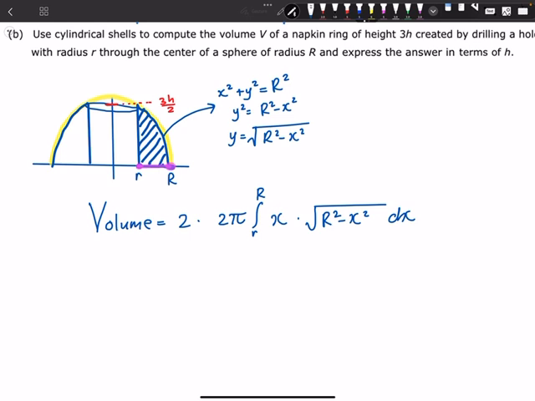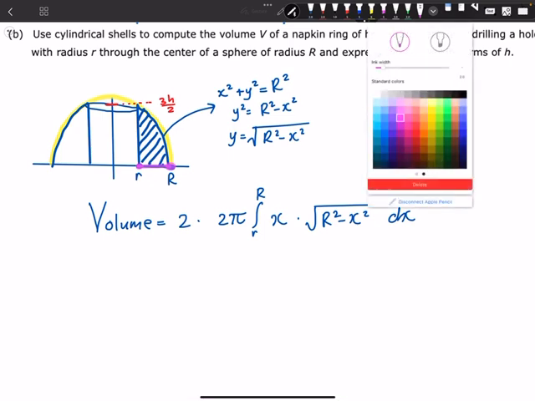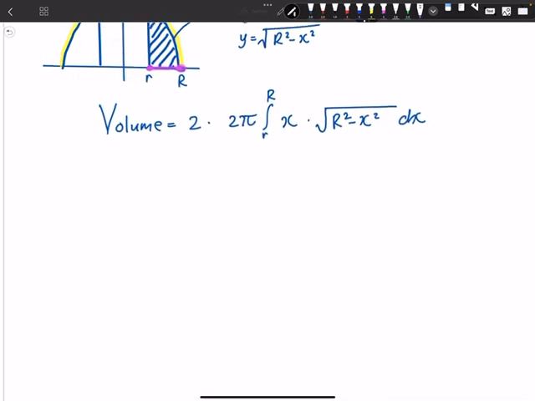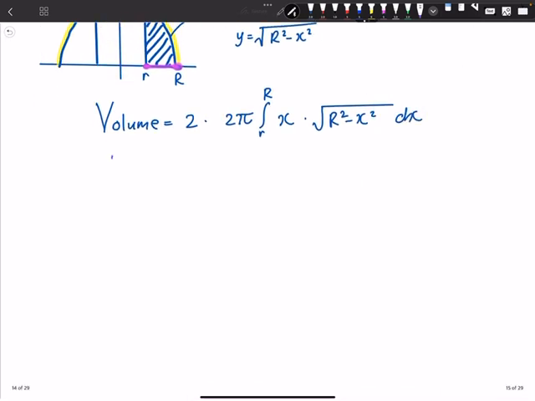All right, so let's see if we can evaluate this integral. I can, using u substitution. Let's pick a different color here so this is clear what we're doing. So by u substitution, I'm going to let u be equal to R squared minus x squared.